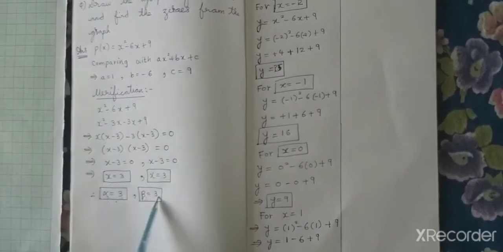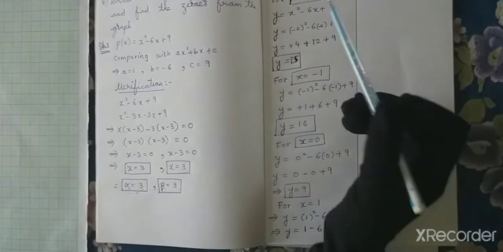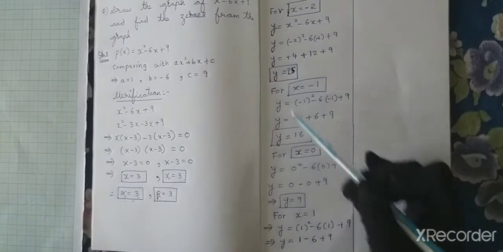and one zero is indicated by alpha. This particular symbol is called alpha and this particular symbol is called beta. So here we have two zeros. One zero alpha is 3, another zero beta is 3. Okay. So now I will verify this by plotting the points on the graph. So how to plot the points on the graph?